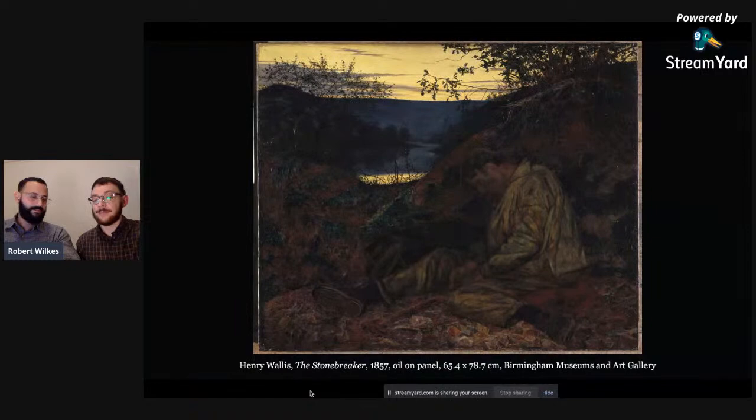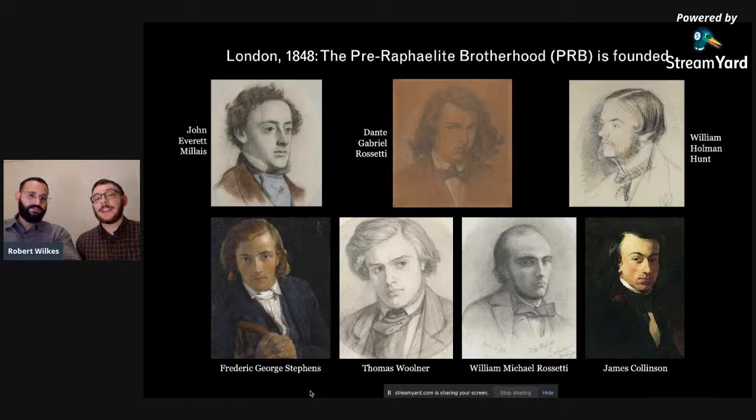So to begin at the beginning, in London in 1848, with seven young artists, well, most of them are artists, who joined together with the aim of reforming British art.